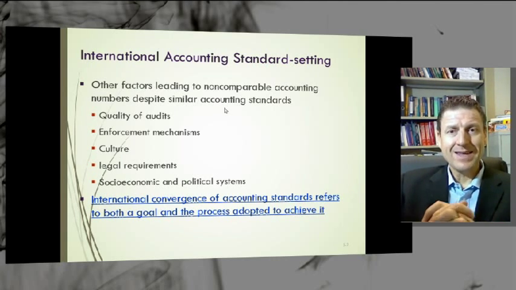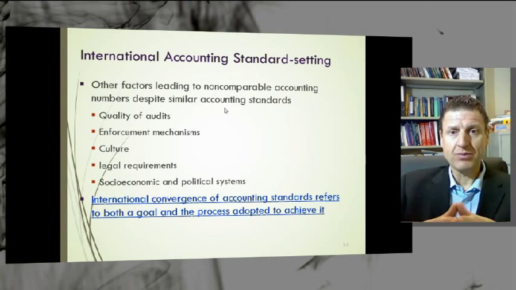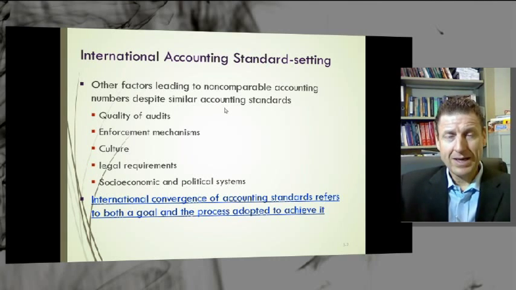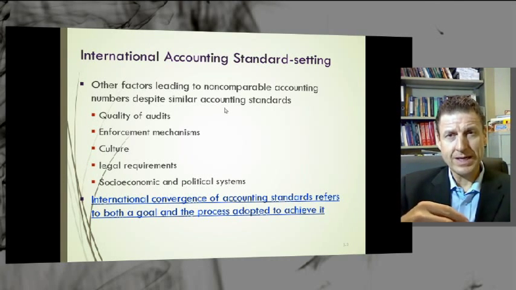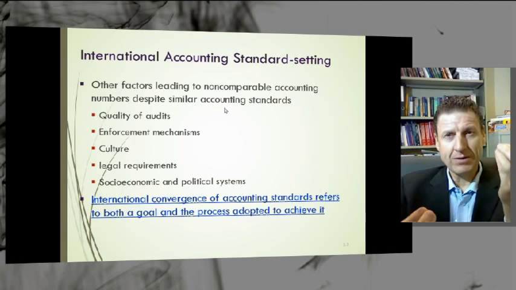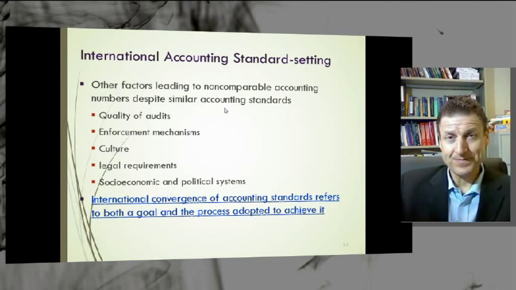So the international convergence of accounting standards refers to both the goal and the process adopted to achieve it. And I guess the big point here is that as much as there are factors that are pulling apart this ideal of doing the same thing together, we still want to try and get some harmonization going. We want to sort of agree on the standard if we can't agree on the practice. So we have a little leeway. So in some countries we can have different practices even though we're trying to follow the same basic standard. That's what we're trying to do with harmonization.